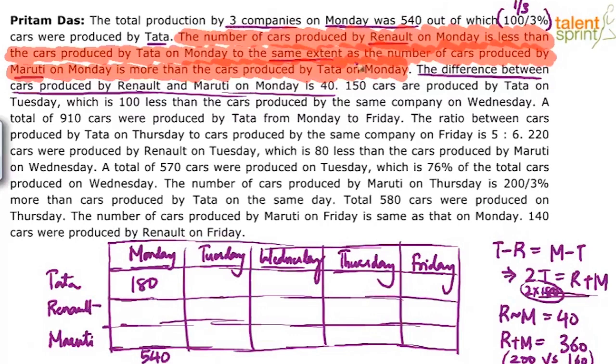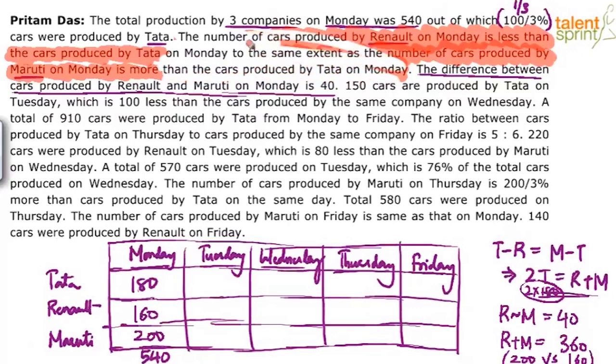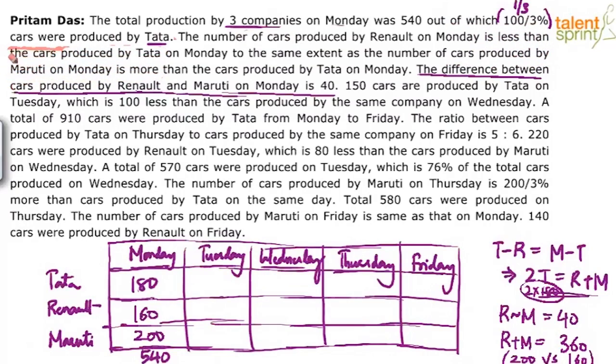Or the other way is, look at the next part. The number of cars produced by Maruti is more than Tata. Tata is 180. Maruti should be more than 180. More than 180 is 200. So now we can conclude that Maruti is 200 and Renault is 160. So I was wrong when I said that this is redundant. Actually not redundant. It looked as though this data is not needed. So one learning that I have is, don't try to be over smart. Anyways, happens. Move to the next point.